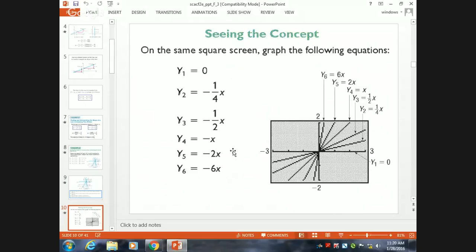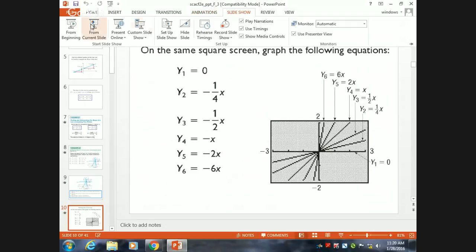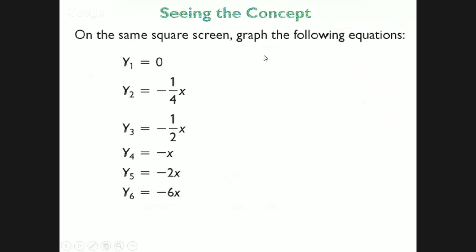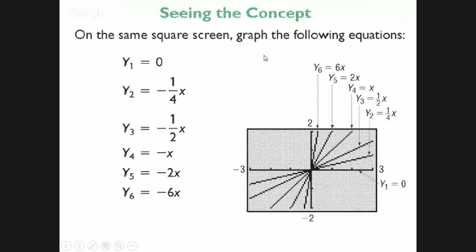Now, I'm not liking this. Oh, I see what they want you to do. They want us to graph these lines. Okay, they want us to add these lines to the screen. So let's check and see. This. And so what we would do with that.